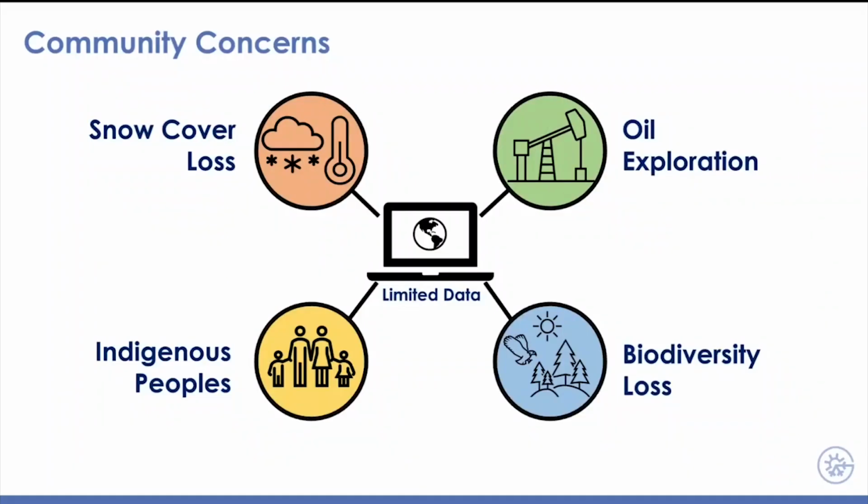So the community concerns that were addressed in this project cover a whole lot of different areas, including mainly snow cover loss and how that affects everything from transportation in these areas to oil exploration and how they use seismology to detect different new reservoir sites, how these can be accessed and how those can affect the ecology of the area. Variability in snow cover has affected biodiversity in the area, and also has affected the indigenous people who live in that region as well.